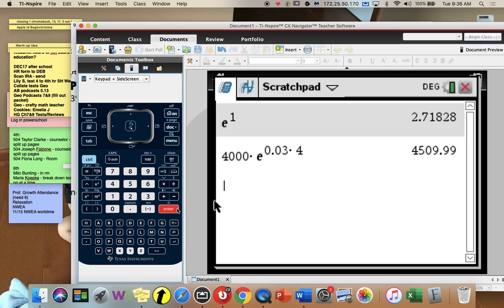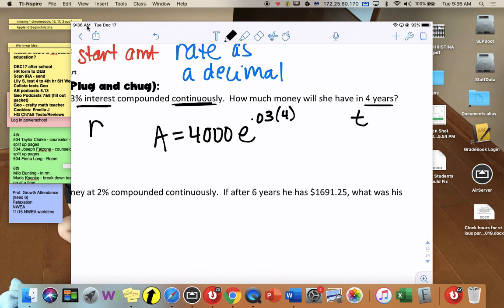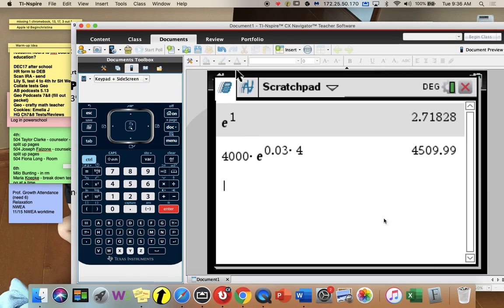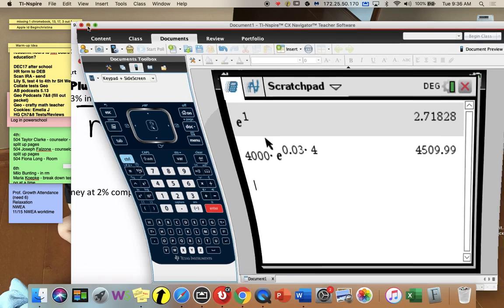And so after 4 years, if it's continuously compounded, here's the amount that you would have, an extra almost 510 added to the original amount. So A equals 4,509.99. Okay, so in 4 years, that's how much you will have. That's a lot of interest there.